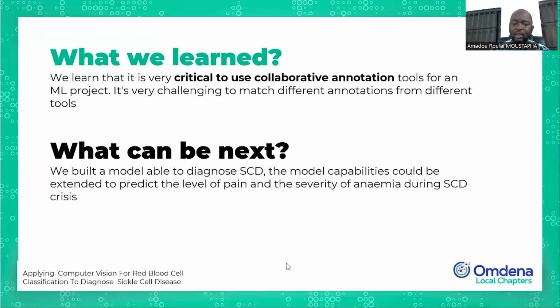And we recommend again extending the application to be able to predict the severity of anemia. We know that this illness comes with anemia. So if we know the level of anemia, we will know exactly which action to take in order to correct it, in order to stop the pain, in order to stop the crisis.